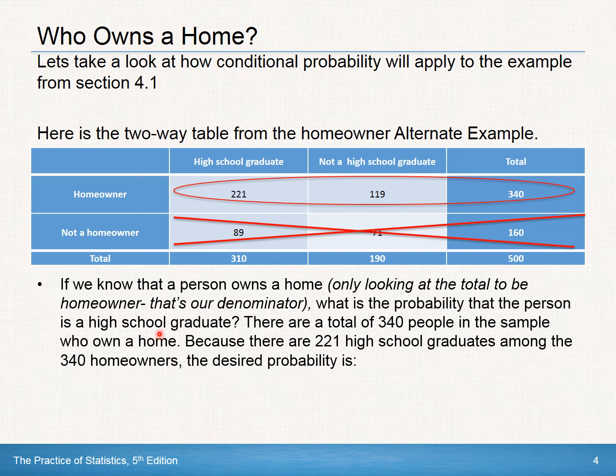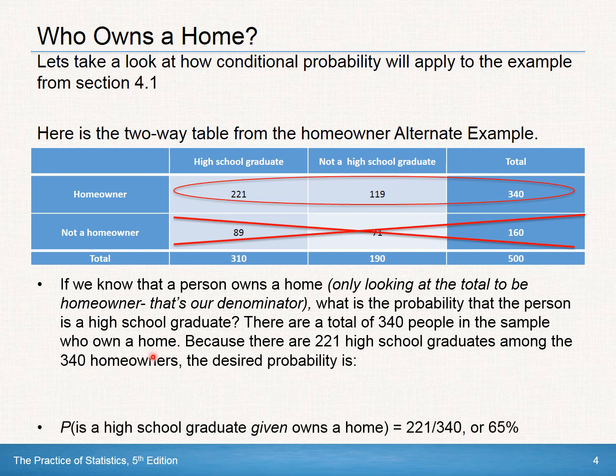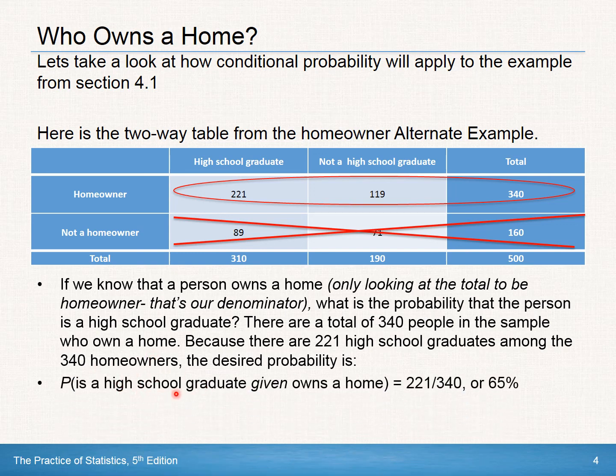So here's what we know. We know that there are a total of 340 people in the sample who own a home. Because 221 are high school graduates, here's our probability. The probability that you're a high school graduate given that you own a home: here's the high school graduates, it's 221, over the total of the homeowners, 340, or 65%. Understand that the given is kind of like your denominator, given that you own a home. The homeowners is the denominator since it was given.